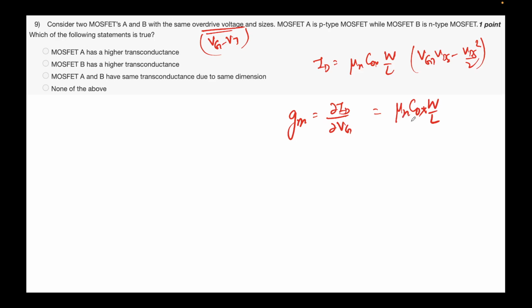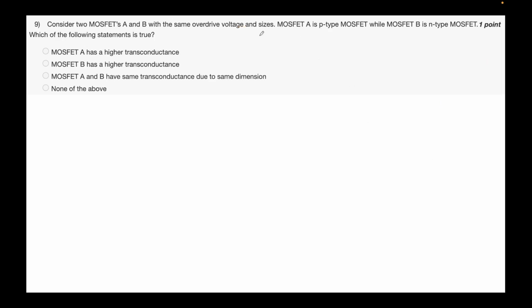So this will be VDS, and the rest of the terms will not contribute anything. So this is what we have, mu Cox W by L into VDS. Just give me a second, I'll confirm whether this is the correct expression. I believe this is the correct expression: mu Cox W by L (Vg minus Vt). Rather, we should define it in the saturation region. That will be more correct, I would say.